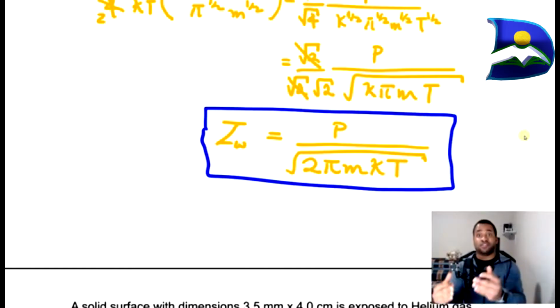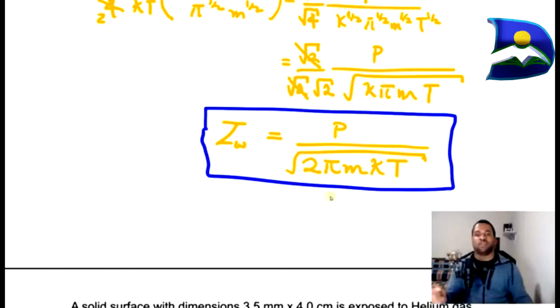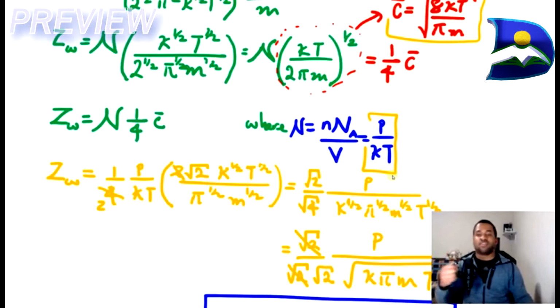In this video, we're going to be exploring an example from our past video, which involves determining the collision flux and deriving that particular equation, which is what you see on this screen right here. We have the pressure over the square root of 2 pi m, which is the mass, multiplied by the Boltzmann's constant, multiplied by the temperature.